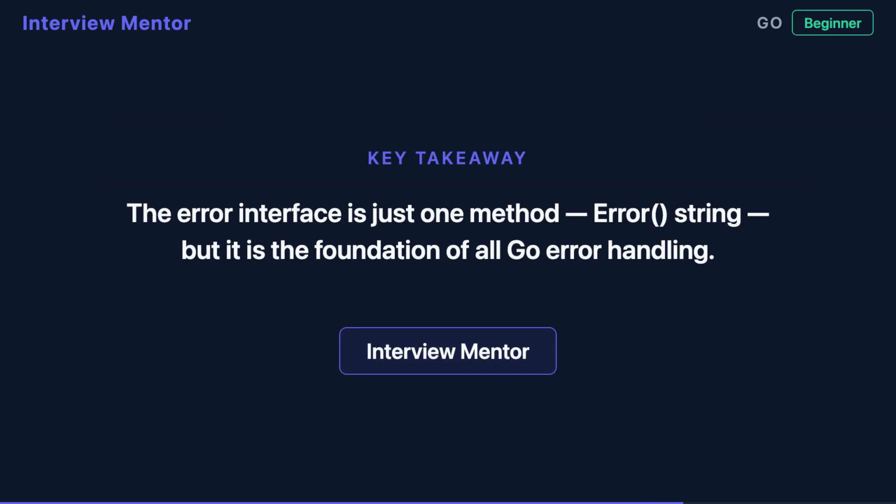The error interface is just one method, Error string, but it powers all of Go's flexible, composable error handling.